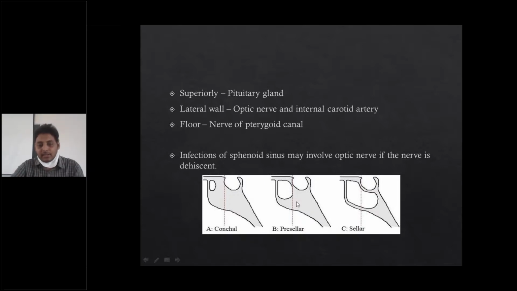not behind that. But in sellar type, the pneumatization of the sphenoid sinus extends behind the sella turcica, or it involves the whole body of the sphenoid sinus. Hope you are clear on this point, because this pneumatization pattern in the sagittal plane of the CT scan is very important from a surgical point of view, or for the approach to the sphenoid sinus.